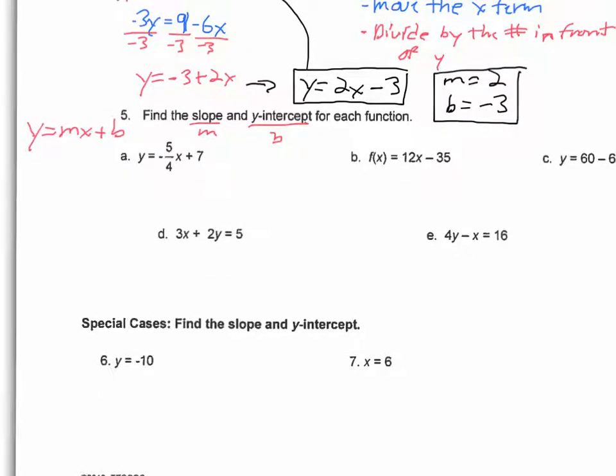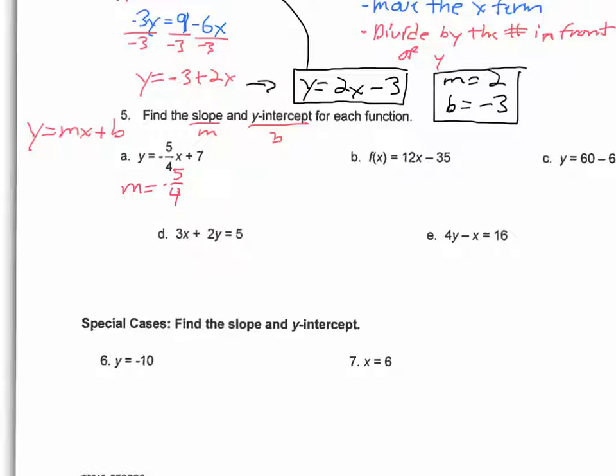Let's look at letter A here. What number or fraction or value, I should say, is in the m position? Hopefully you said negative 5 over 4. So our m, our slope, is negative 5 over 4. Oh my goodness, I cannot write. Let's try this again. Negative 5 over 4. Oh, that was much better.